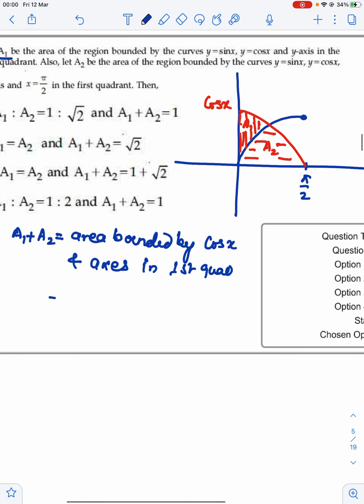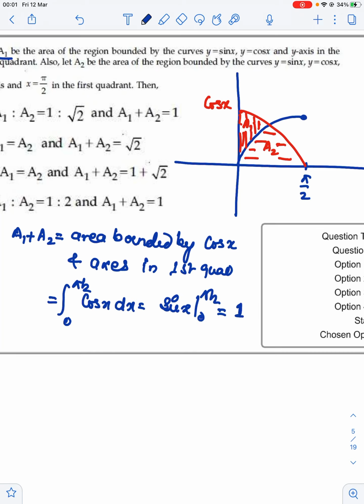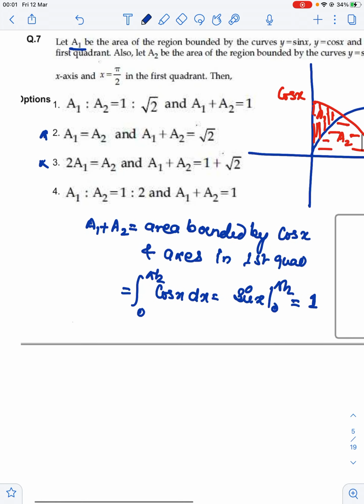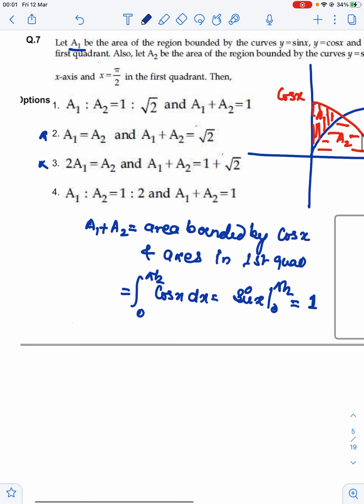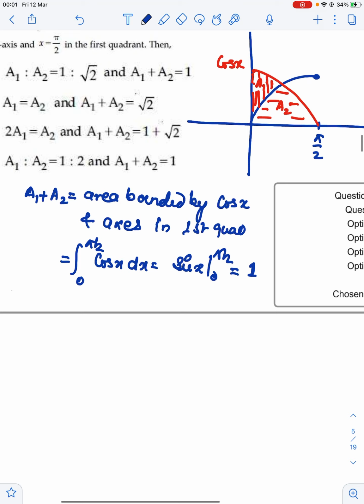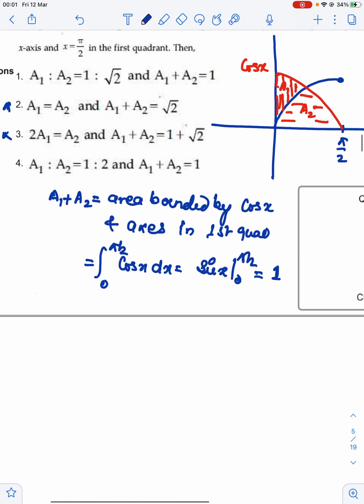Got it? So this is nothing but the integral from 0 to pi by 2 of cos x dx, which is simply sin x from 0 to pi by 2, which is only 1. So A1 plus A2 is directly coming as 1. So option 2 and option 3 are directly struck out, because A1 plus A2 is equal to 1 in the first and last option. Now amongst A1 or A2, you can get any one of them again.